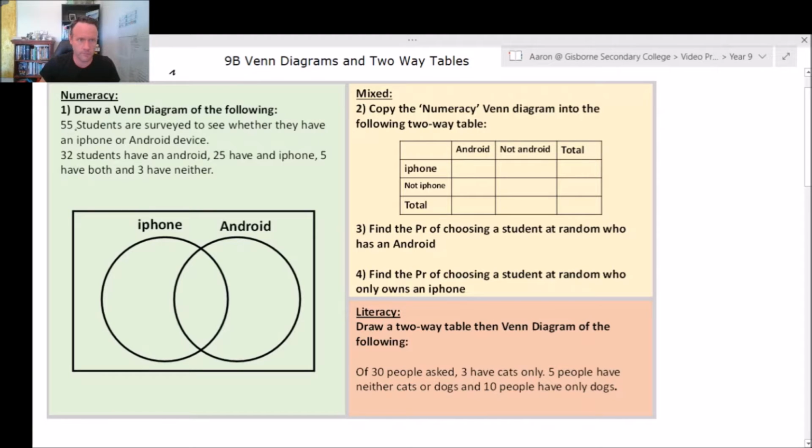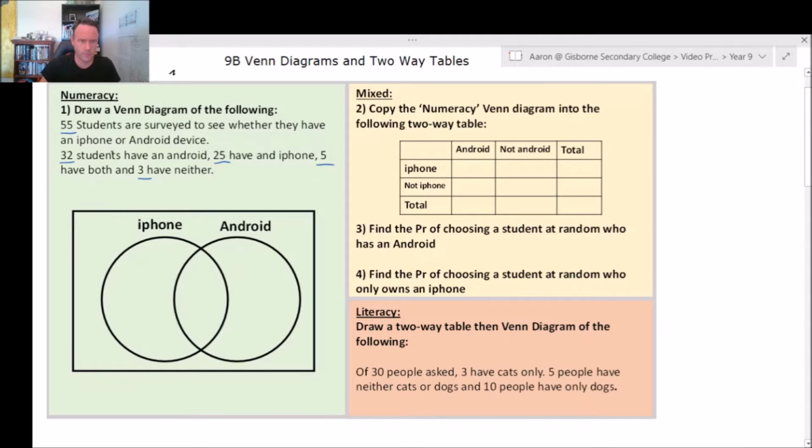It says we've got 55 students. That lets us know what we should have at the end, or the total. And they're asked if they've got iPhones or Android phones. 32 students have an Android, 25 have an iPhone, and 5 have both. 3 have neither. So we'll go through with a common mistake first.